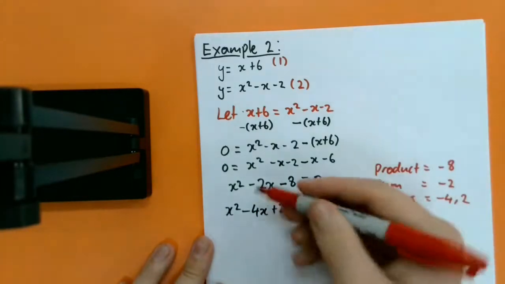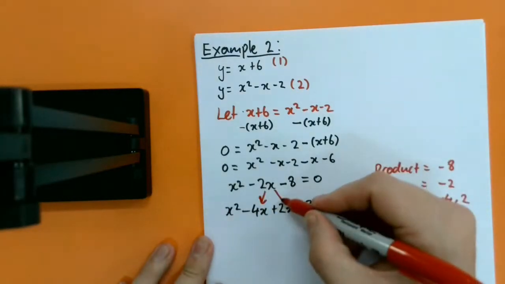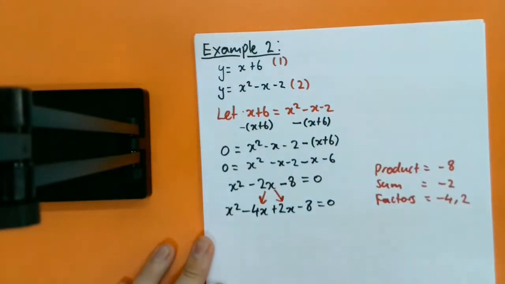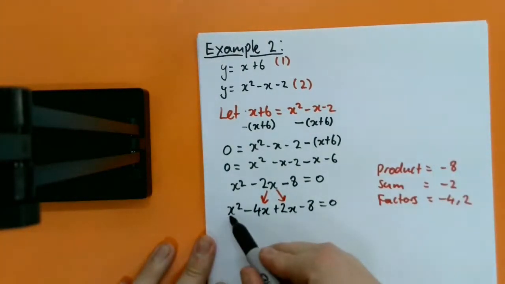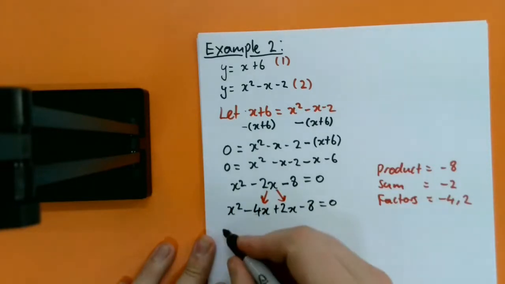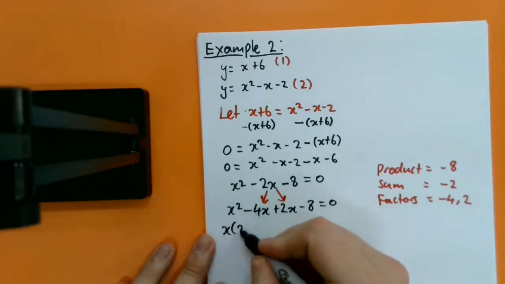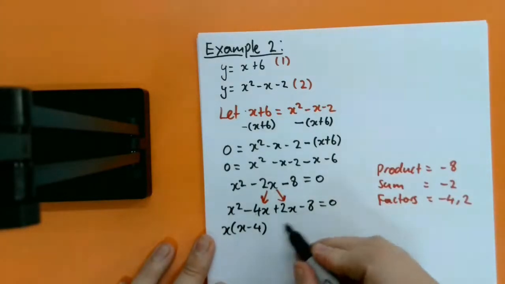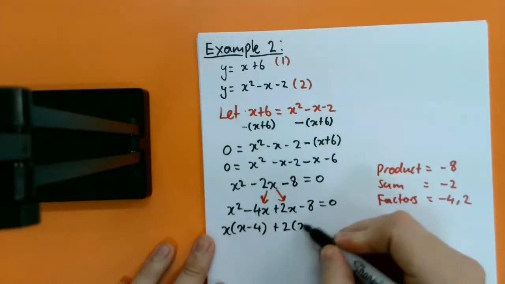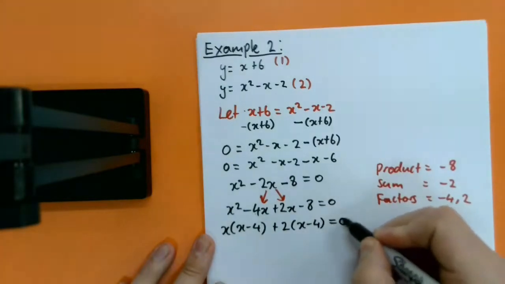Now we've spoken about this a few times, we're just using this to help ourselves out. Let's have a little bit of a look into this. Now we can group in pairs. For the first pair, the common factor is x outside of x minus 4, and the common factor for the second pair is 2, so plus 2 outside of x minus 4 is equal to 0.